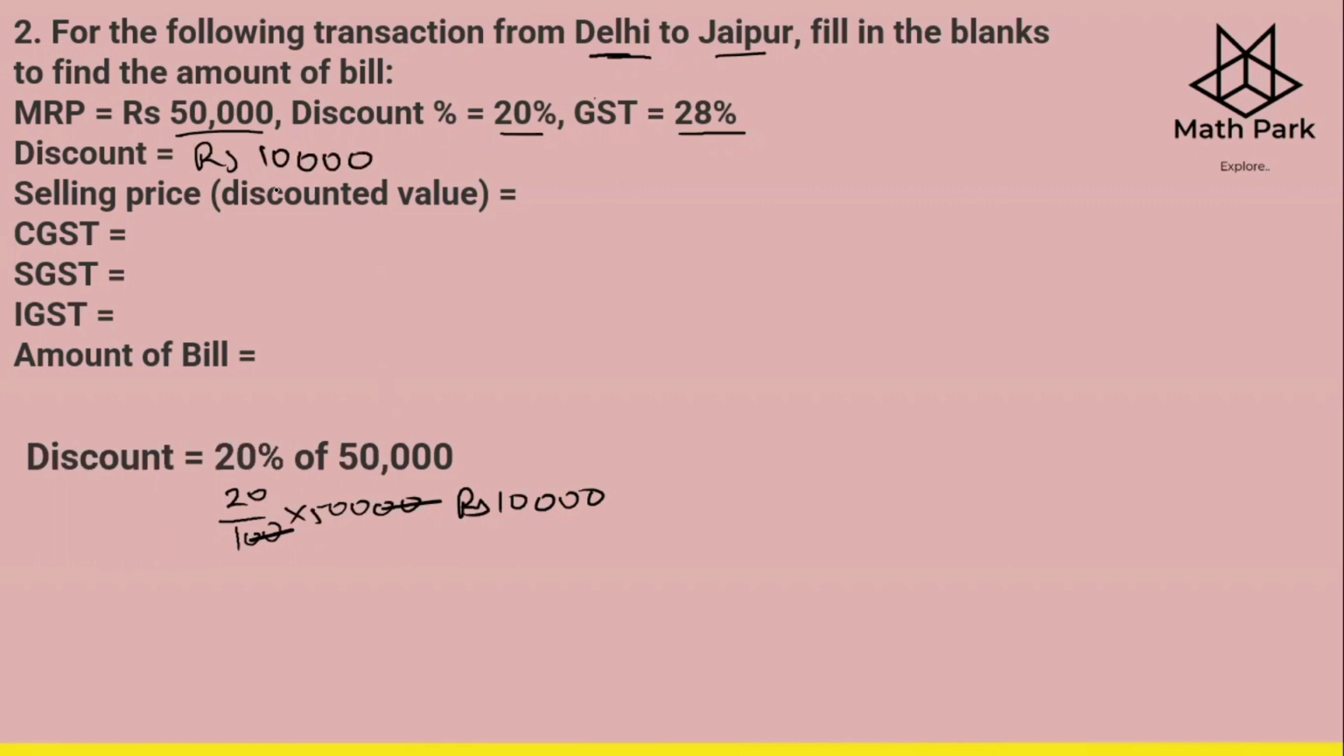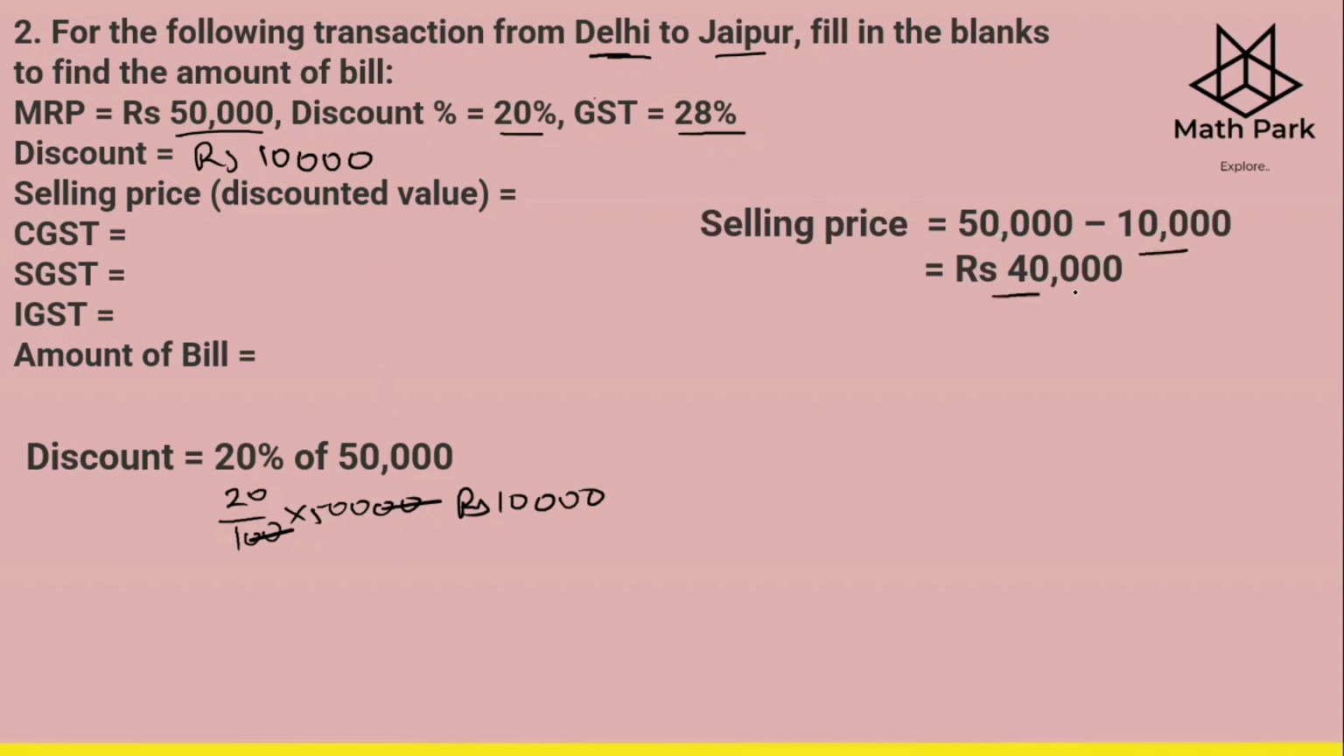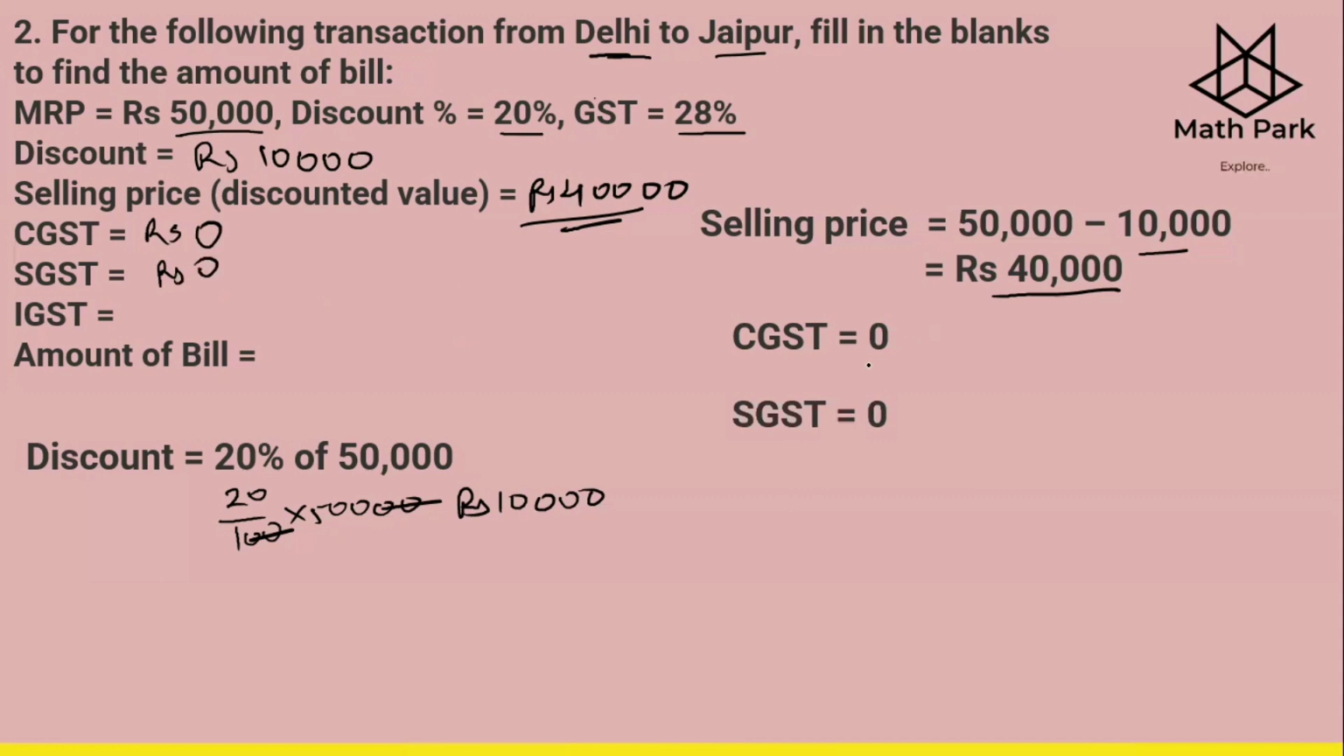Then you are asked to find the selling price. That is the discounted value, which is the MRP minus discount, which is 50,000 minus 10,000, rupees 40,000. Rupees 40,000 is your selling price. That is the discounted value. Now, CGST is going to be 0 because it is from one state to other, wherein IGST applies. Again, SGST is also going to be 0.